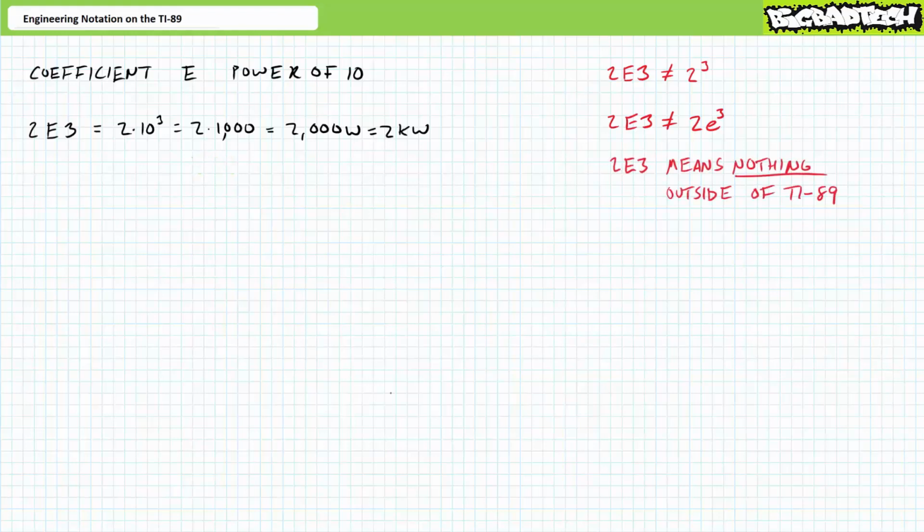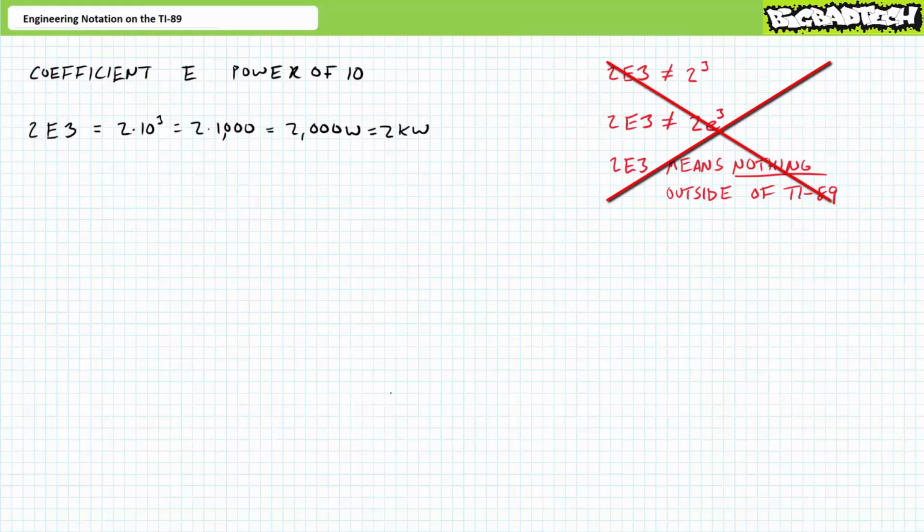Finally, 2E3 means absolutely nothing to the outside world. Only in TI-89 calculator land does this mean anything. If 2E3 represented a quantity of power in units of watts, and you were to enter 2E3 on an exam, you would get the answer to that question wrong. 2E3 means nothing. It's just a method your calculator uses to display numbers in engineering format. Again, 2E3 means 2 times 10 to the third, or 2,000 watts, or 2 kilowatts. All 3 of these interpretations are wrong.